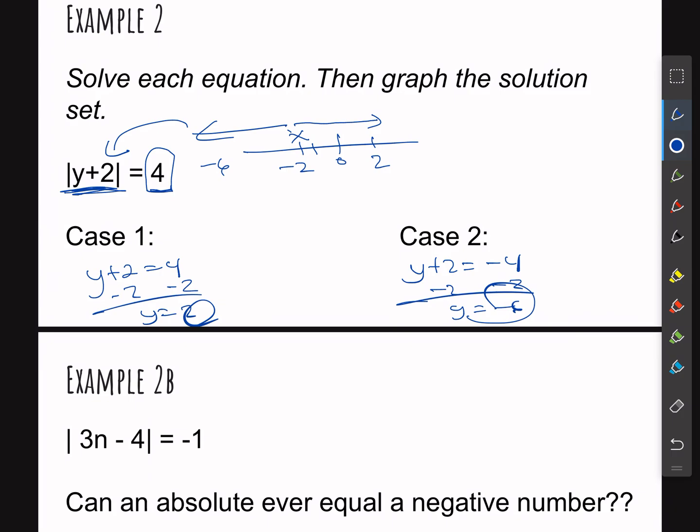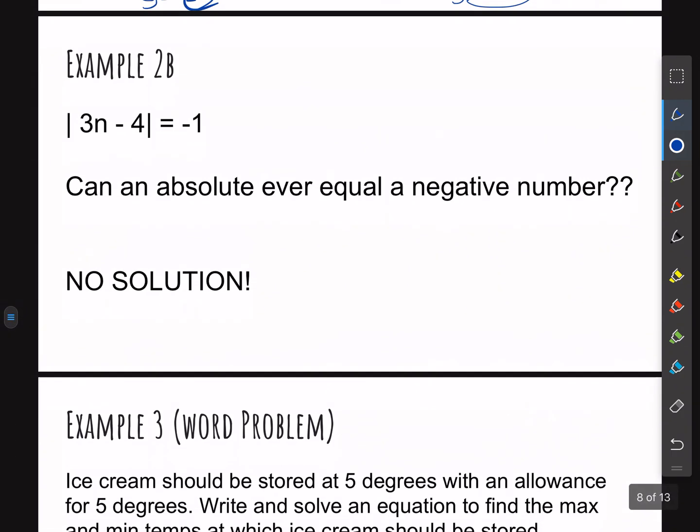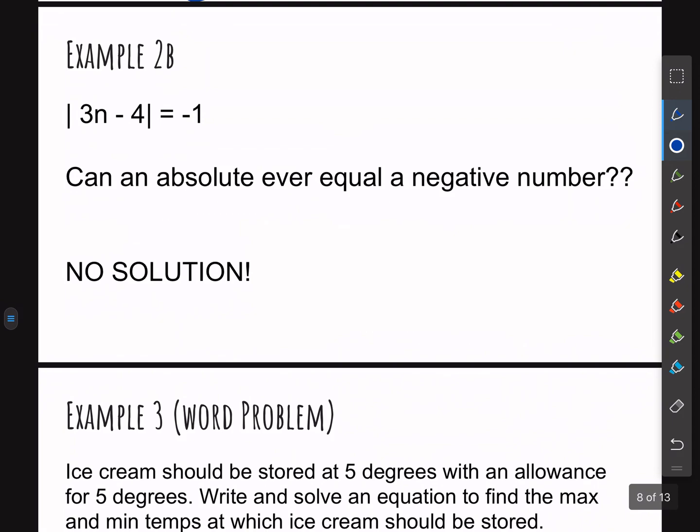All right, so here we go. For 2b, think about this. Can an absolute value ever equal a negative number? Can you ever have a distance that is negative? And the answer to that is, well, technically yes, if we're talking about a negative as being a direction.